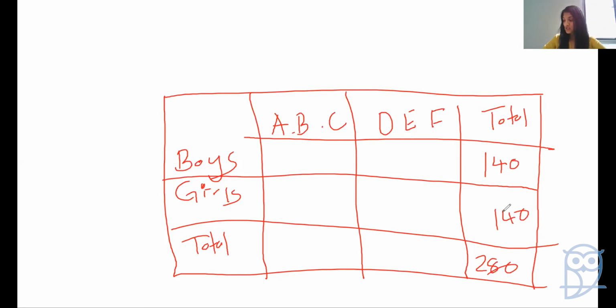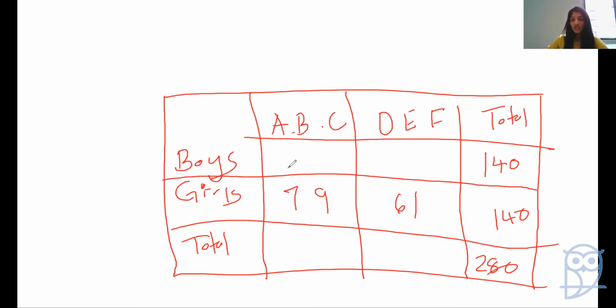What else is given to us? They say 61 girls get D, E, or F. So we go to the girls and we put in 61. How do we calculate how many girls are getting A, B, or C? We simply say 140 subtract 61, and that would be 79. So we've worked out the girls.